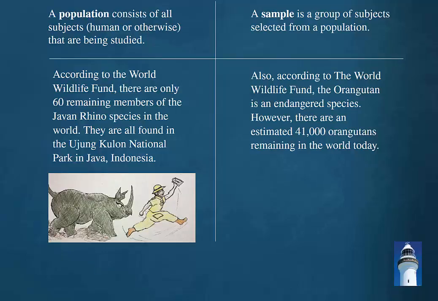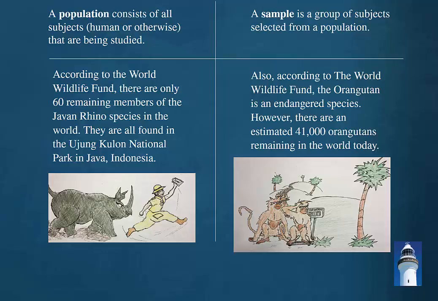It is reasonable that with a carefully planned study, where appropriate safety precautions are observed, it would be possible to gather data related to all 60 of the remaining Javan rhinos. So this would represent a population. However, the imagination can go wild at the level of difficulty one would encounter while attempting to gather data associated with 41,000 orangutans, so it would be necessary to design a method for drawing a sample of orangutans to use in a statistical study.